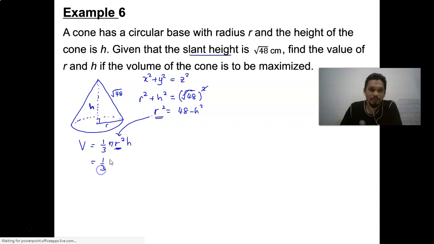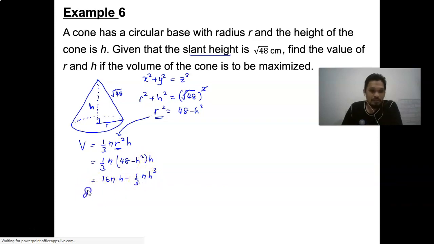So then 1 over 3 pi r squared, which is 48 minus h squared, multiplied with the h, and this one is going to give you 16 pi h minus 1 over 3 pi h cubed. 48 divided by 3 equal to 16 multiplied with the pi, and then also h here, and then 1 over 3 pi multiplied with h squared, and h gives 1 over 3 pi h cubed.